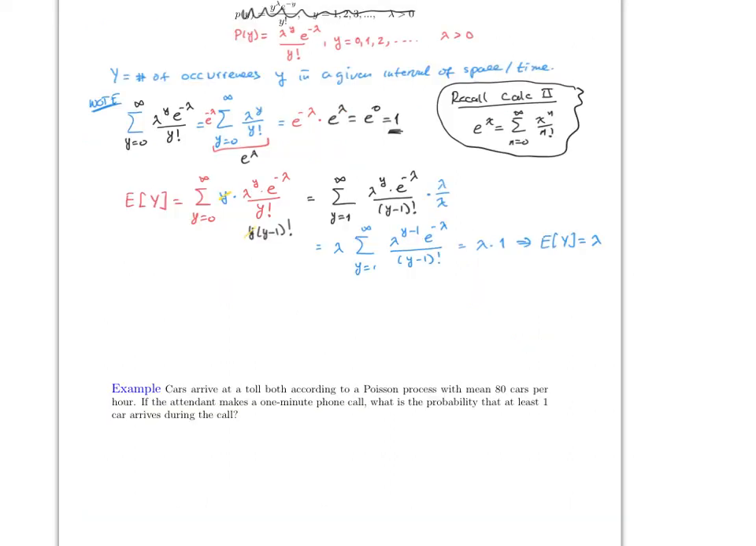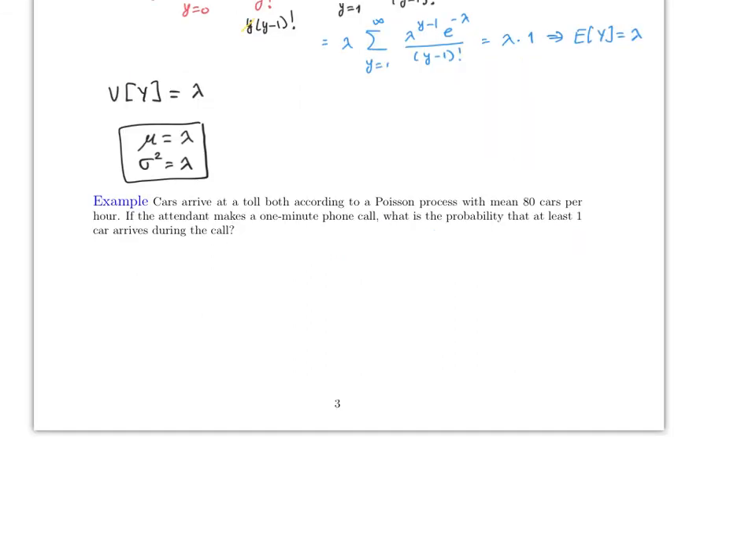Now this gets even more interesting because the variance of y, and you should check this, is actually also equal to lambda. So the Poisson distribution is the one where the variance and the expected value are the same. Using the notation, that means that mu is equal to lambda, and sigma squared is also equal to lambda. All right, so let's try one example.